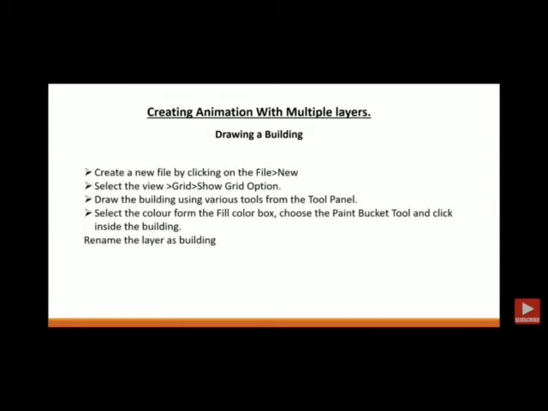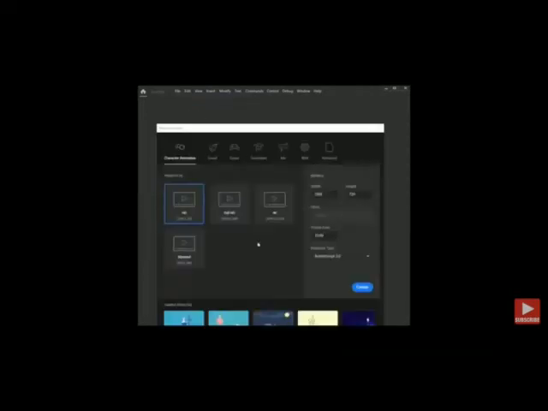Click on new file, click the new file again, then what is the grid? The grid will be helpful to draw the building, because you will not have proper mouse movement, so the grid will be helpful to draw anything equally. So this is a very important thing. Now I am going to select this and click create.